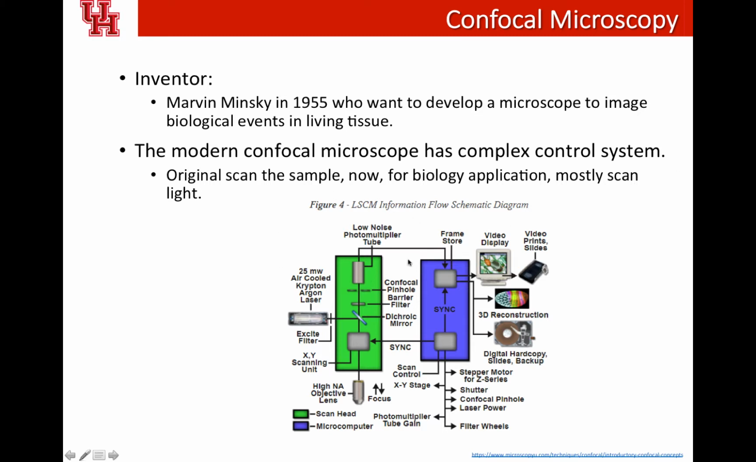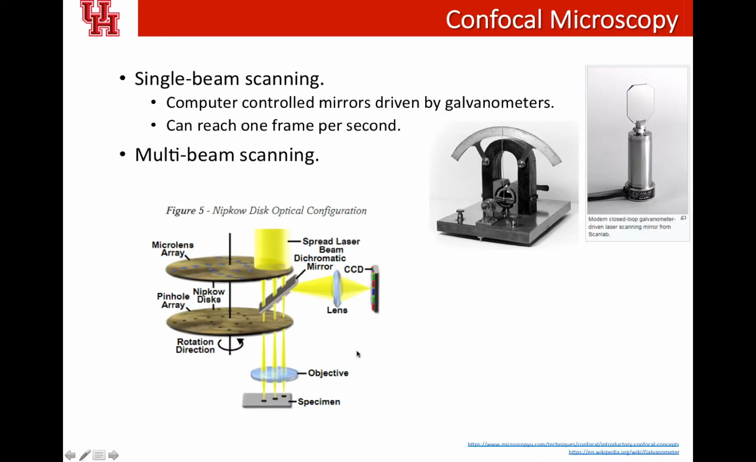So that's a complicated control system. You have to synchronize your optical scanning system with your PMT, the photomultiplier tube, and then you can know the location. Nowadays people use single beam scanning or multi beam scanning.